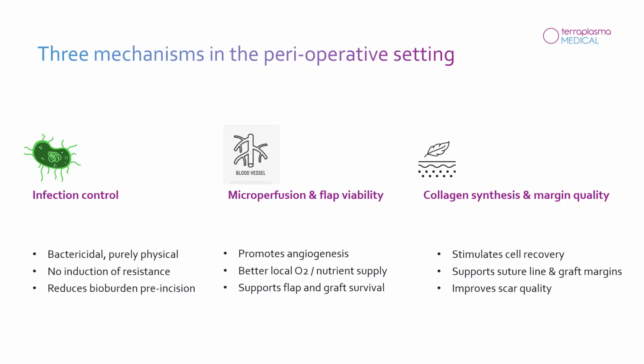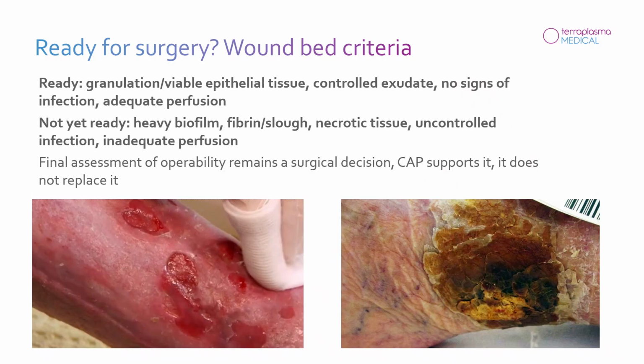Second, the microperfusion and flap viability. CAP promotes angiogenesis. It gives a better local oxygen and nutrition supply. It supports flap and graft survival. Third is the collagen synthesis and margin quality. It stimulates cell recovery. It supports the suture line and graft margin. It improves scar quality. The main question: is the wound bed ready for surgery?